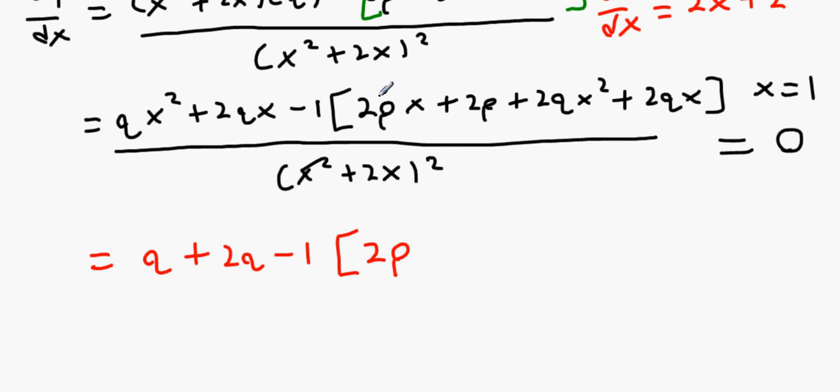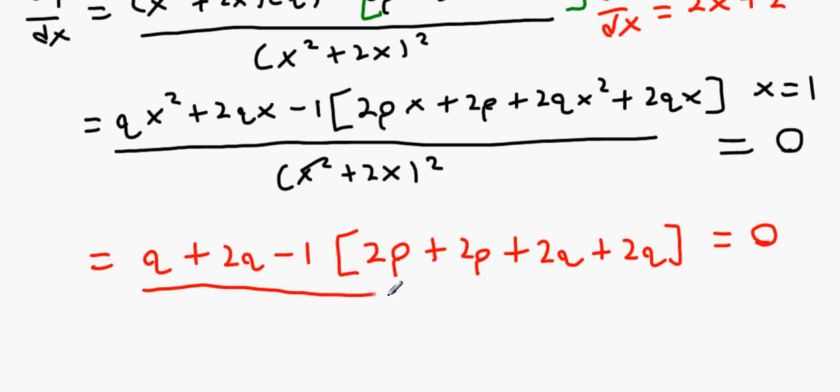plus 2p plus 2q plus 2q. All of this equals 0. And then we can divide by 1 squared plus 2 is 3, divided by 3 squared.